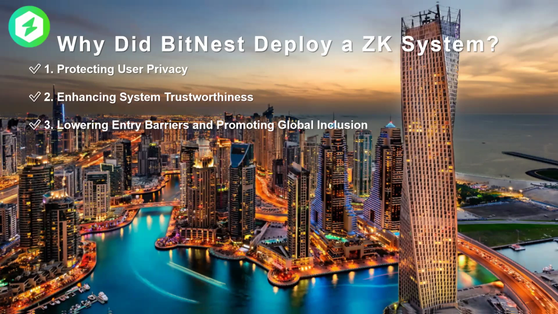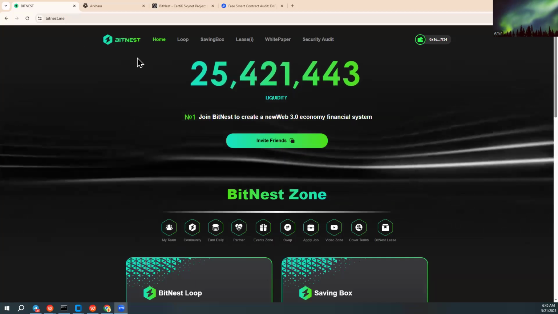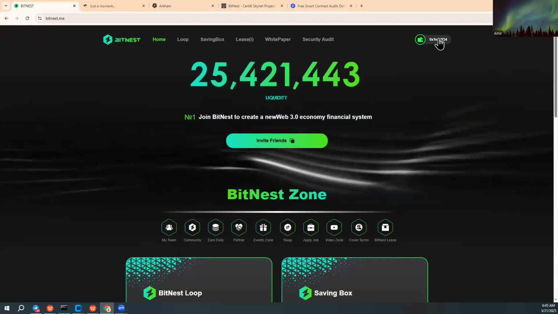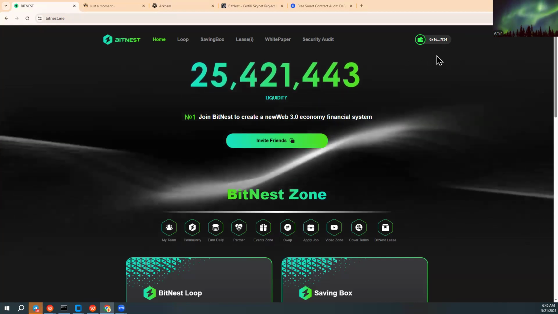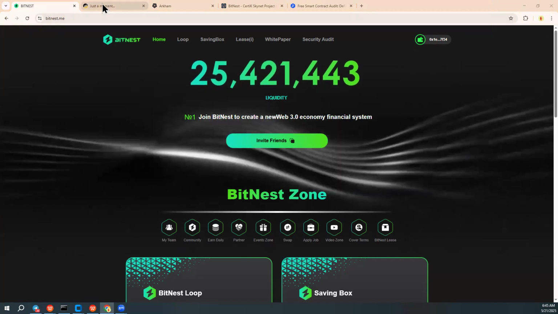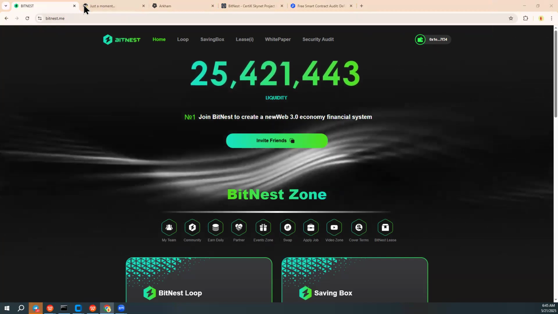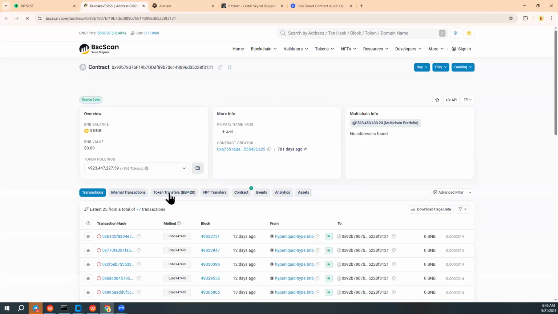When you come to here, as you can see, this is the proof of the ZK system. It does not reveal anything of yours. And then when you come to the BSC scan.